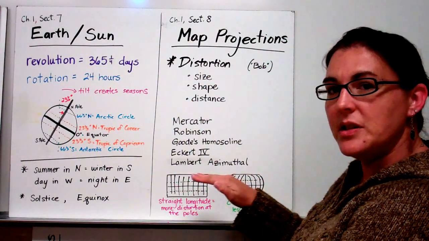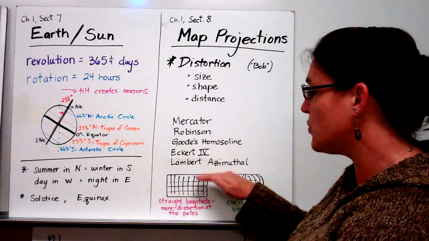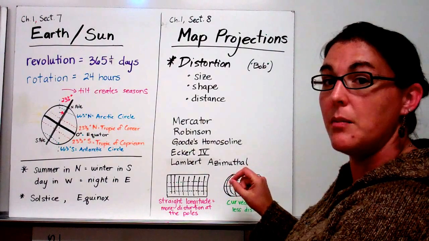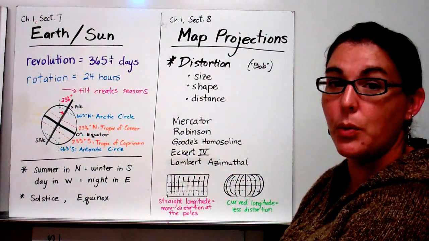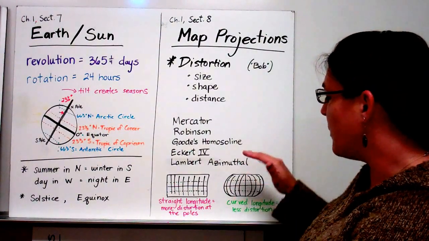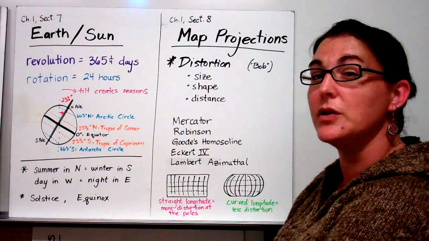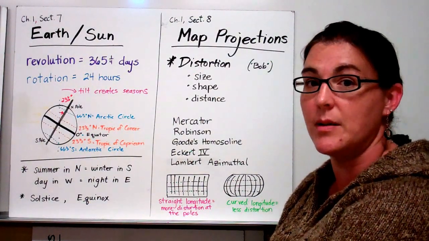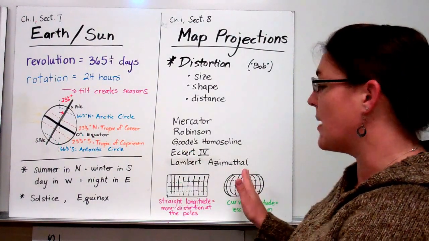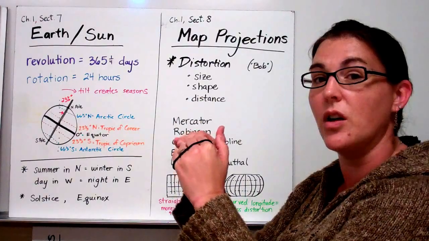The main idea I want you to get out of the distortion section is that when you see straight longitude lines on a map, you're going to have a lot more distortion in the north and south poles. When you see a map with more curved lines, you're going to have less distortion. So especially in our first unit when we talk about Canada in the northern hemisphere or Russia in the northern hemisphere, you're going to see a lot more curved lines because we're reaching the North Pole where those lines of longitude are all going to come together.